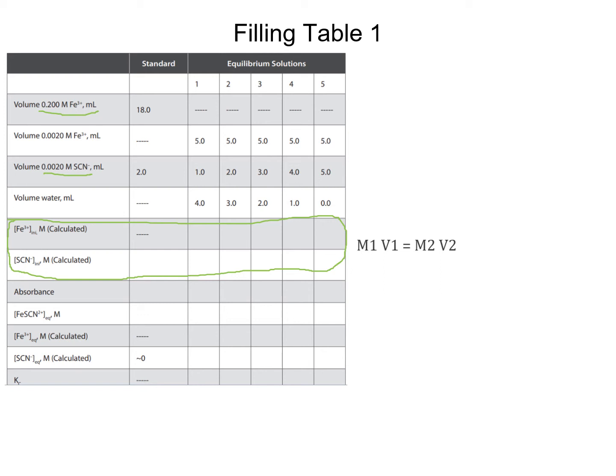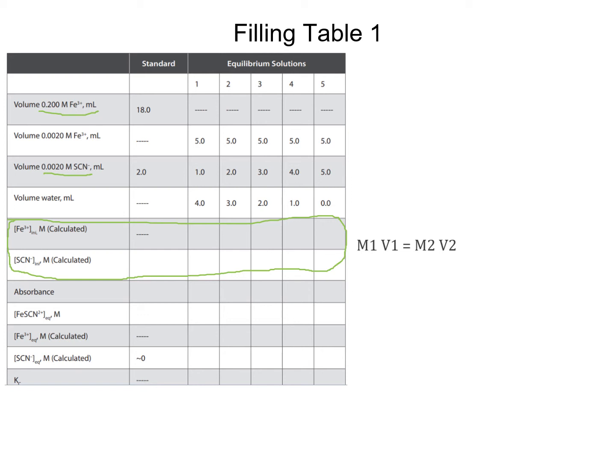But anyway, just to begin, you will need the initial concentration of your species and then the initial volume, and this should be relatable to your final concentration of your species and then the final volume. So just to give you a quick example here, with the standard, you took 18 milliliters of... okay, let's leave this alone because this is a lot of it.